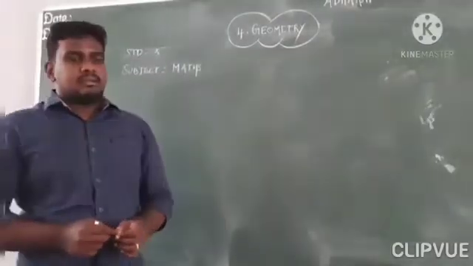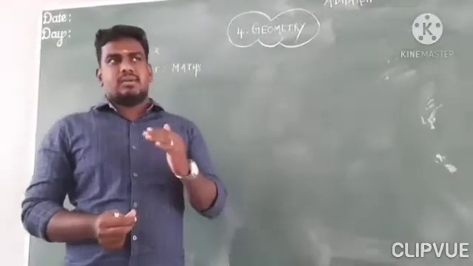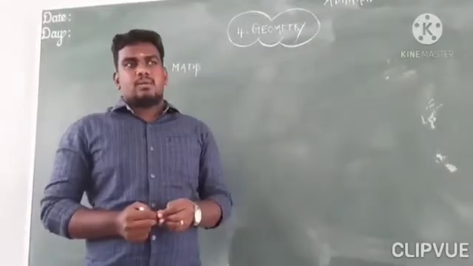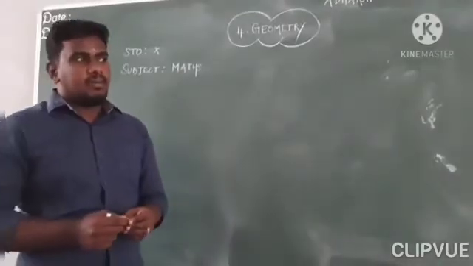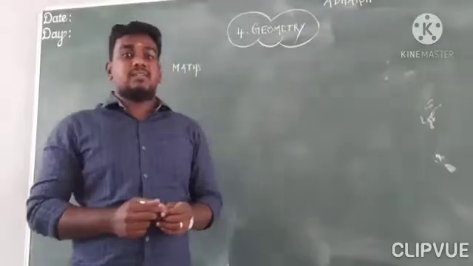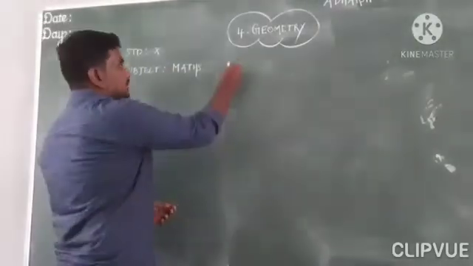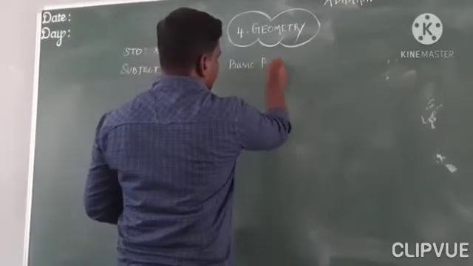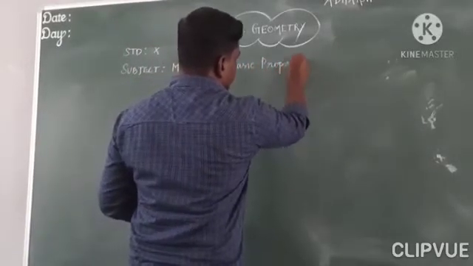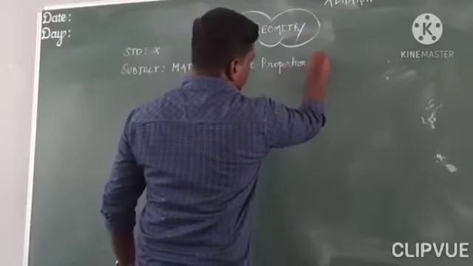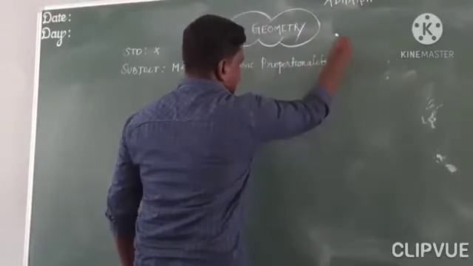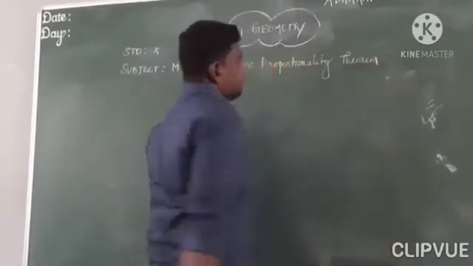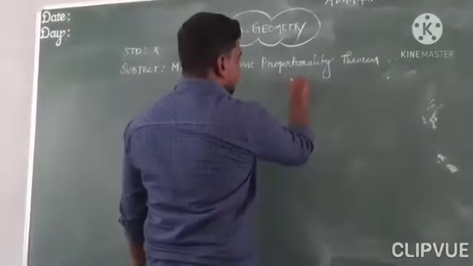I hope you have learned similar triangle concepts. Now we are going to use the concept to prove one of the important theorems. The name of the theorem is Thales' theorem or basic proportionality theorem.